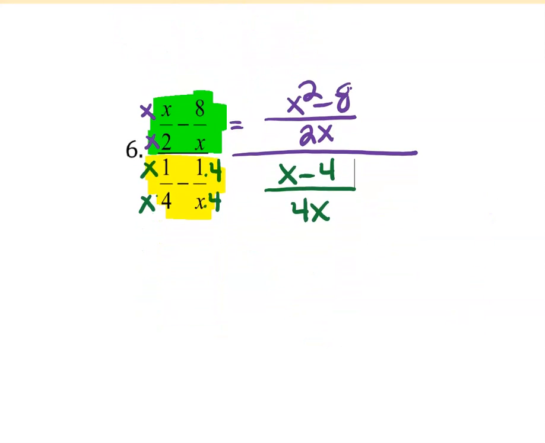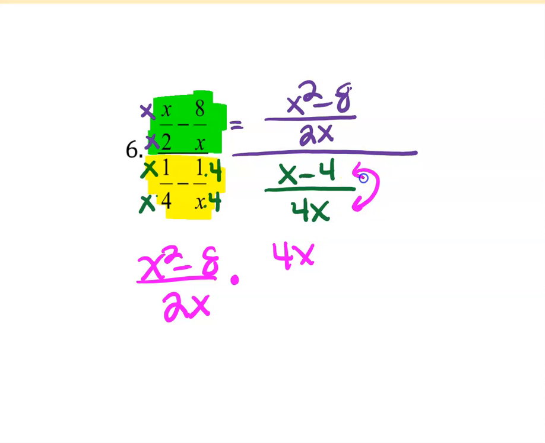All right, so now let's rewrite this using keep, change, flip. So I am going to keep the first guy just the way you see it, change division to multiplication, and then I'm flipping that second fraction. All right, now like I said, we're back to just a regular old multiplication problem. I can see that that numerator factors, actually it does not. Oh, because I messed up. Hold on, 1 second, let me fix this.